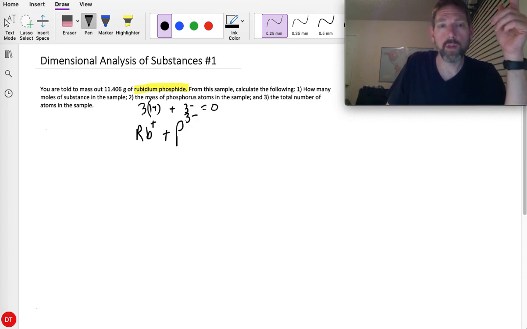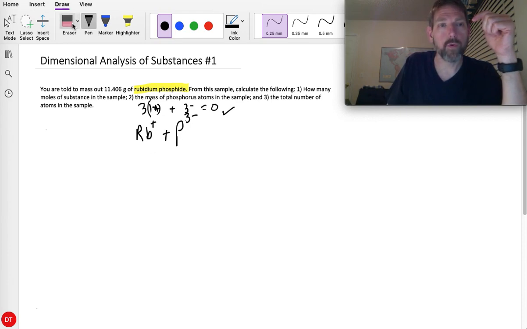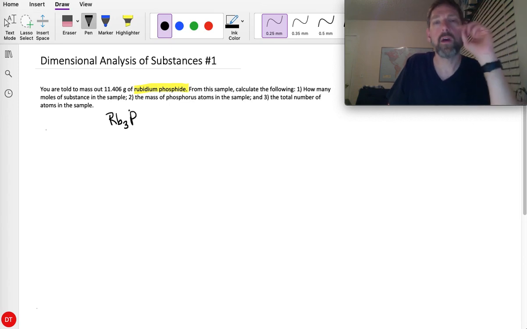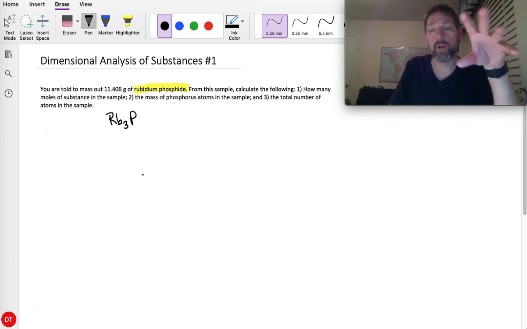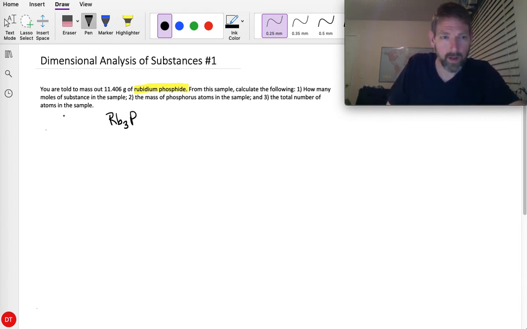That means you would need 3 of these, because 3 times 1 is +3. +3 plus -3 would give you 0, check. So we would need 3 of these and 1 of these, right? So hopefully you remember that you should have Rb3P. That should be the formula that you have for rubidium phosphide. Okay? All right, so number 1, how many moles are in the sample?